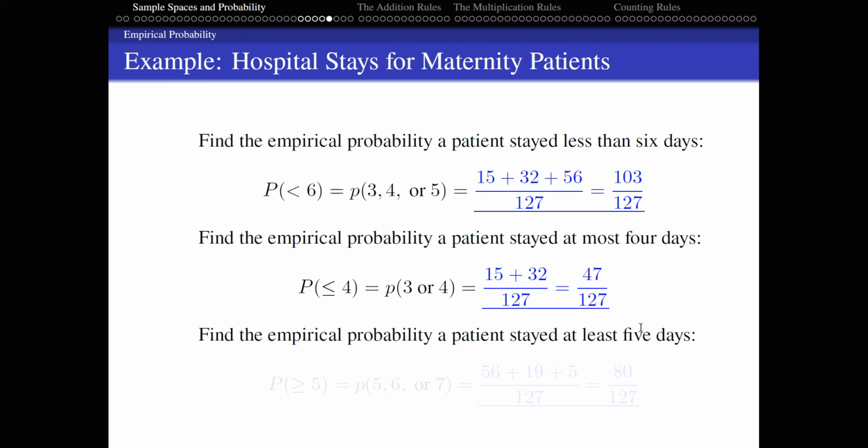Final one, find the empirical probability that a patient stayed at least 5 days. So 5 days, we have 5, 6, or 7. At least 5 days. That means that the lowest number of days can be 5, but we could have 6 or 7, both as possibilities. So we have 56 plus 19. 56 is the number of patients who stayed 5 days. 19 stayed 6 days. 5 stayed 7 days from our previous table. We have a total number of 80 patients. That gives us 80 out of 127. So this is our empirical probability, 80 divided by 127.